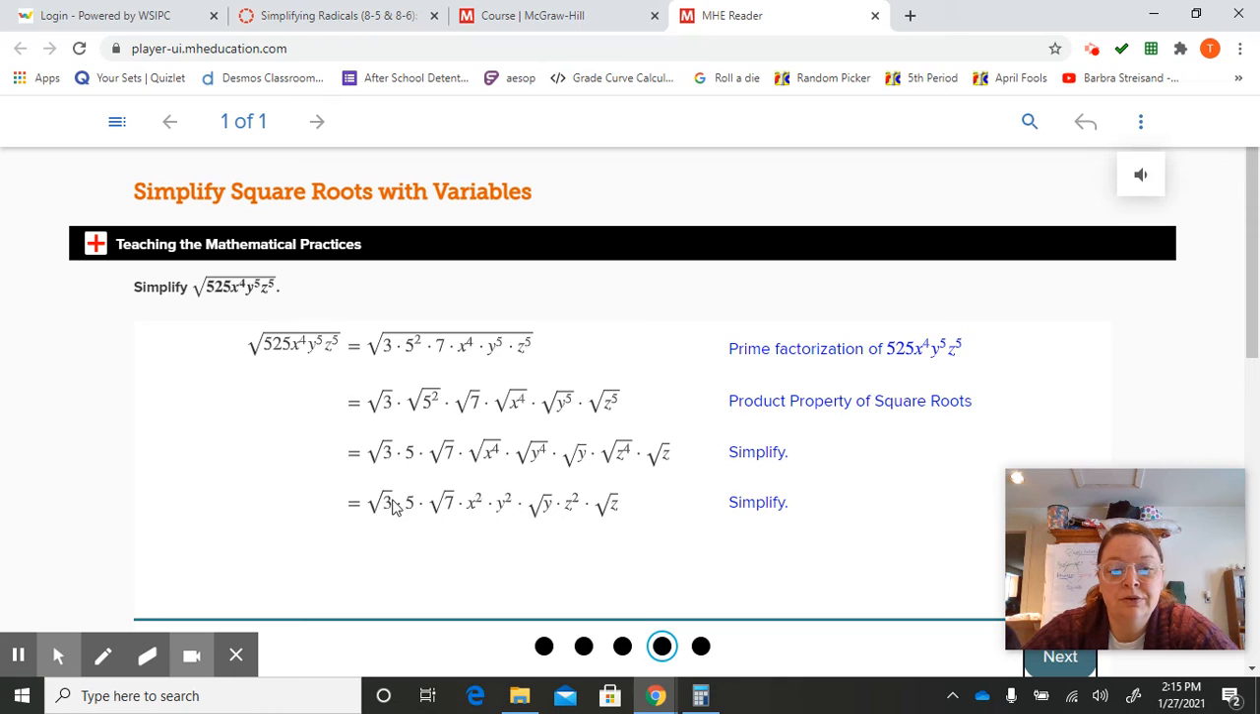So we have square root of 3 times 5 times the square root of 7 times x squared times y squared times the square root of y times z squared times the square root of z. We put together everything that's not under a radical out in front. So 5x squared, y squared, z squared. We put everything that's underneath a radical together. So 3 times 7 becomes 21, y, z.